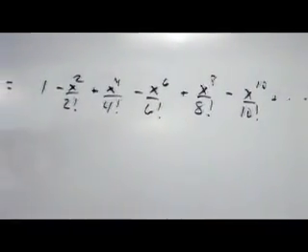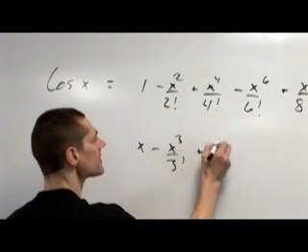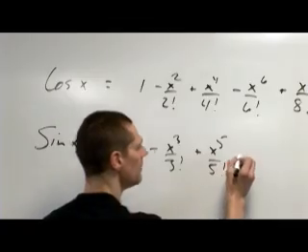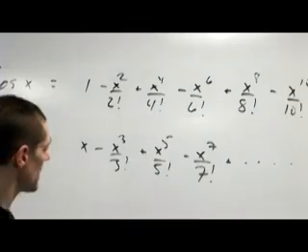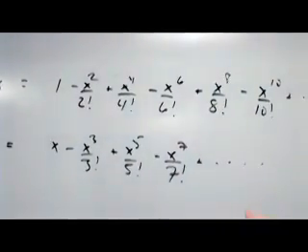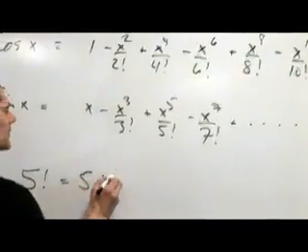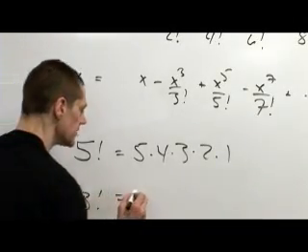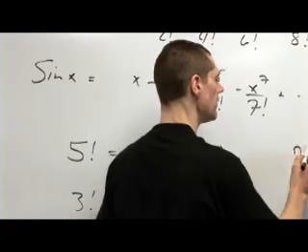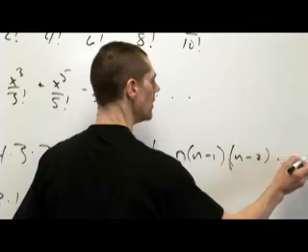And similarly, sine of x can be written as x minus x cubed divided by 3 factorial plus x to the 5th divided by 5 factorial minus x to the 7th divided by 7 factorial, and it goes on and on. As I said, in Cal 2, you will derive this. Incidentally, if you haven't seen this factorial, 5 factorial is just 5 times 4 times 3 times 2 times 1. 3 factorial is 3 times 2 times 1. In general, n factorial is just n times n minus 1 times n minus 2, down to 1. That's just what this notation means.